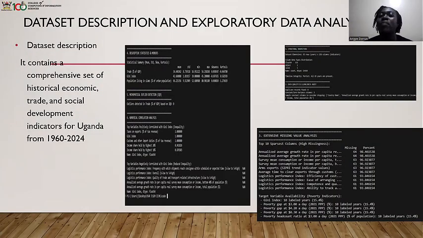Hello everyone, my name is Aroho Prisla and I will be taking us through dataset description and exploratory data analysis. So our dataset is comprehensive, containing indicators for GDP, poverty, trade, exports, imports, and energy use for Uganda from 1960 to 2024.